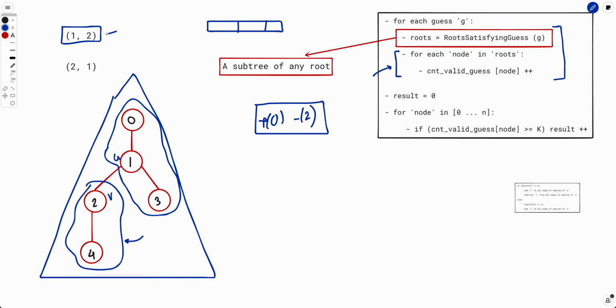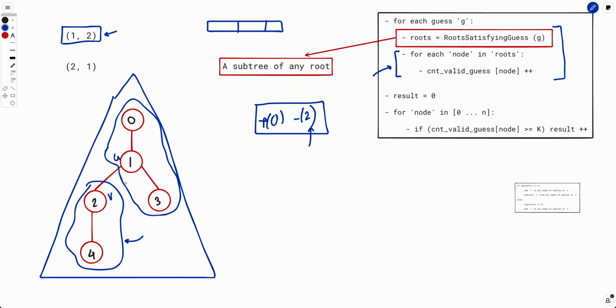So if the given query or guess is u comma v, where u is already a parent of v, we will not simply add 1 to the subtree of u, because the subtree of u would contain much more than what we want. Therefore we will add 1 to the entire tree and subtract 1 from the subtree of v, right?